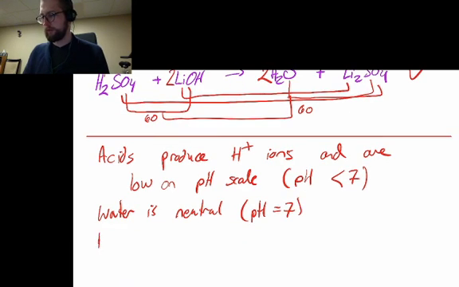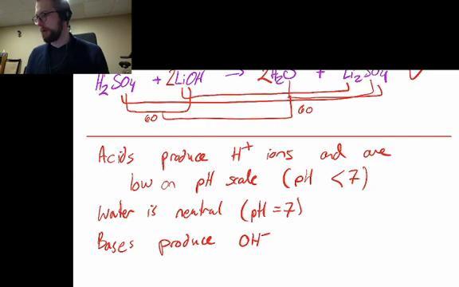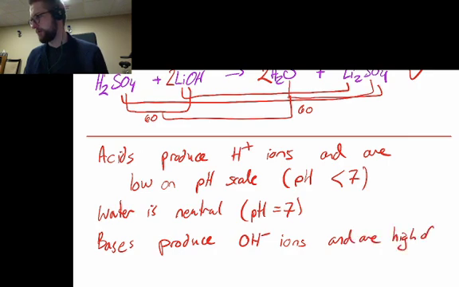And bases produce OH minus groups, OH minus ions, and are high on the pH scale. pH over 7.